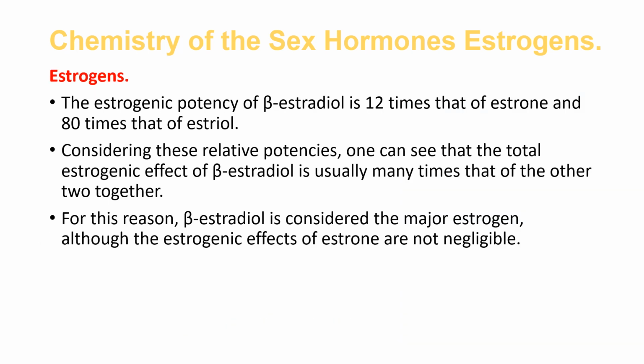The estrogenic potency of beta-estradiol is 12 times that of estrone and 80 times that of estriol. Considering these relative potencies, one can see that the total estrogenic effect of beta-estradiol is usually many times that of the other 2 together. For this reason, beta-estradiol is considered the major estrogen, although the estrogenic effects of estrone are not negligible.